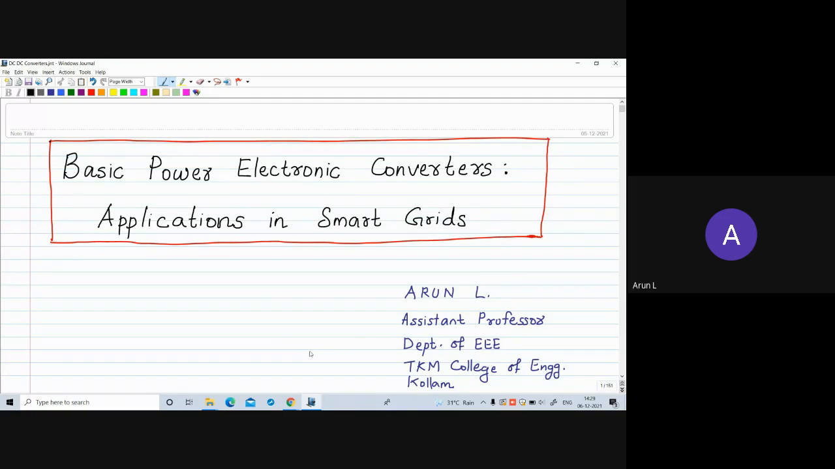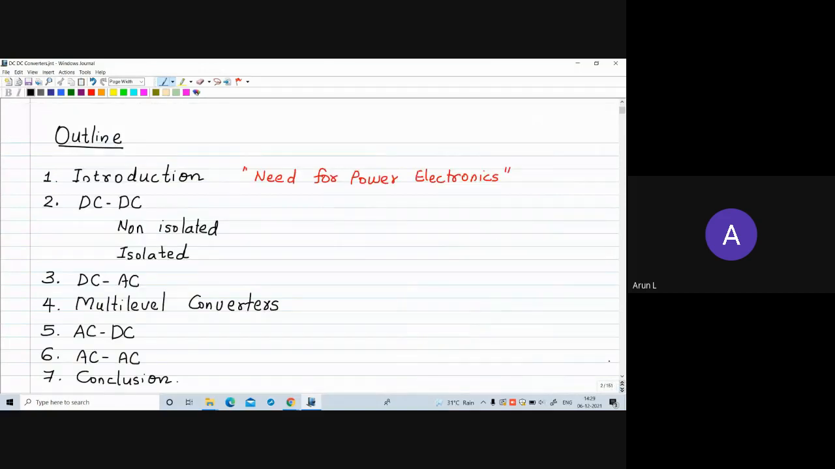So this session will be regarding basic power electronic converters, which are used in smart grids. So this is the outline of the presentation. I will give an introduction about basic power electronic converters and why we need power electronics in the first place. Then we will discuss different power electronic converter topologies, starting from a DC to DC converter, and within the DC to DC converter family, we will look into two types: non-isolated as well as isolated DC to DC converters.